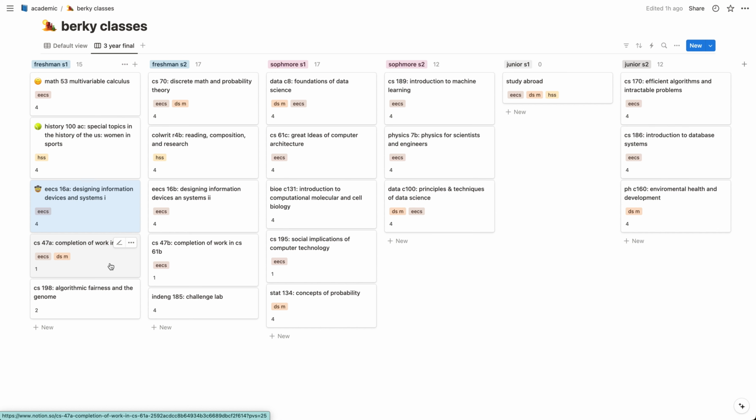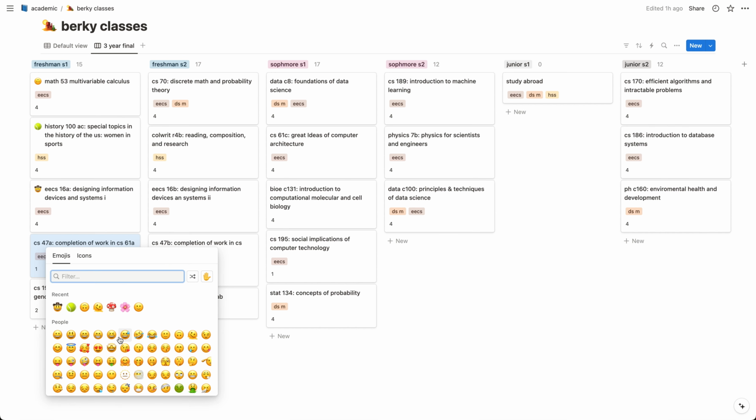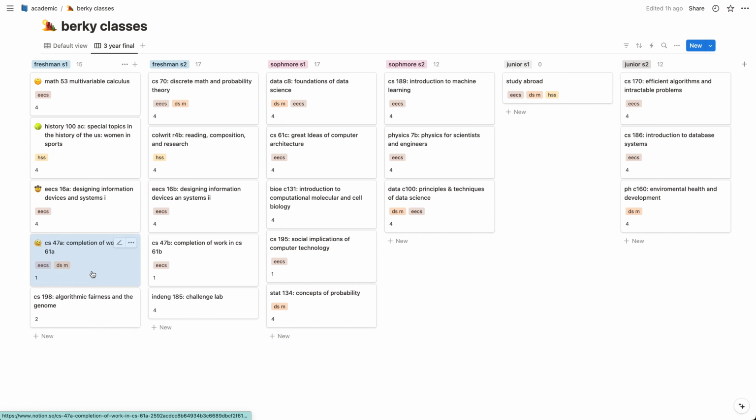Okay, this one, this is my first written exam, and I was not the happiest with how I did on it, so we're going to give it this little melting face.